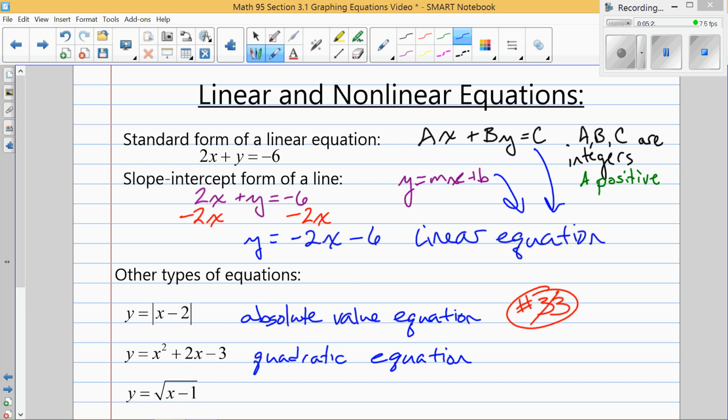And this bottom one you've probably seen, especially if you just came from Math 65. We will spend a little bit of time with this equation. It's called a square root equation. So now let's talk about graphing these equations.